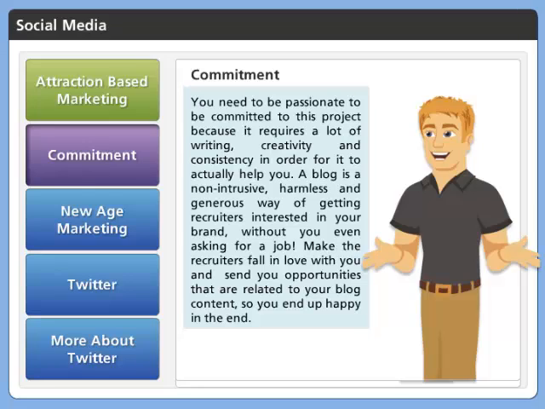A blog is a non-intrusive, harmless, and generous way of getting recruiters interested in your brand without you even asking for a job. Make the recruiters fall in love with you and send you opportunities that are related to your blog content, so you end up happy in the end.